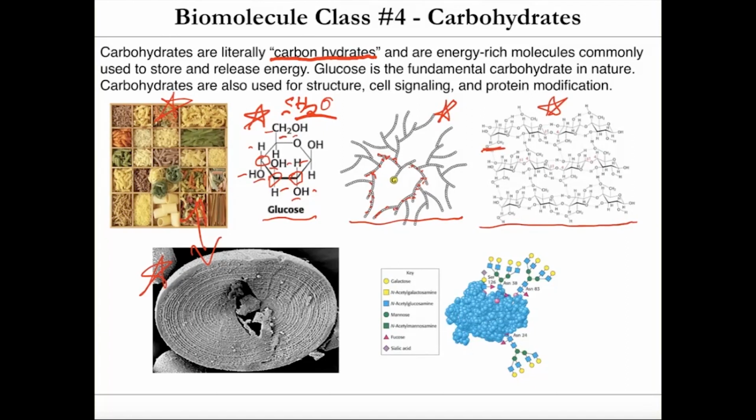And they're also involved in cell signaling. And carbohydrates are also really important in protein modification. So I told you that proteins are polymers made up of amino acids. Well, once a protein is folded in a specific way, it can also be decorated with these carbohydrate units, and that's really important as well. So that's the last biomolecule class. So we had proteins, nucleic acids, lipids, and now carbohydrates.